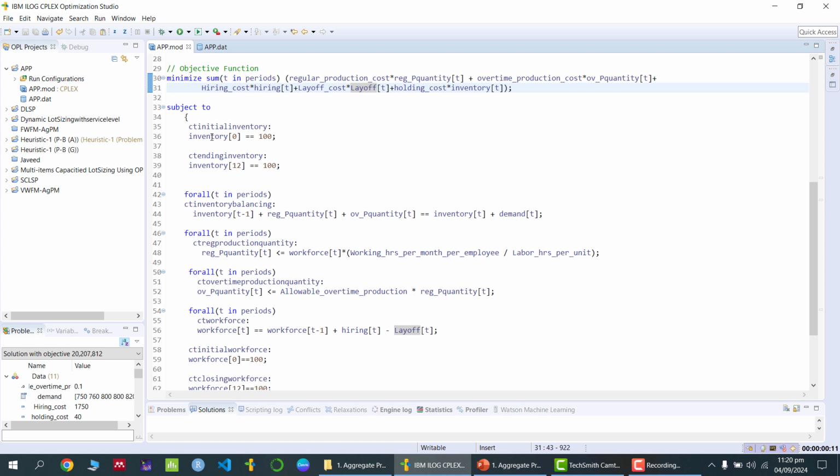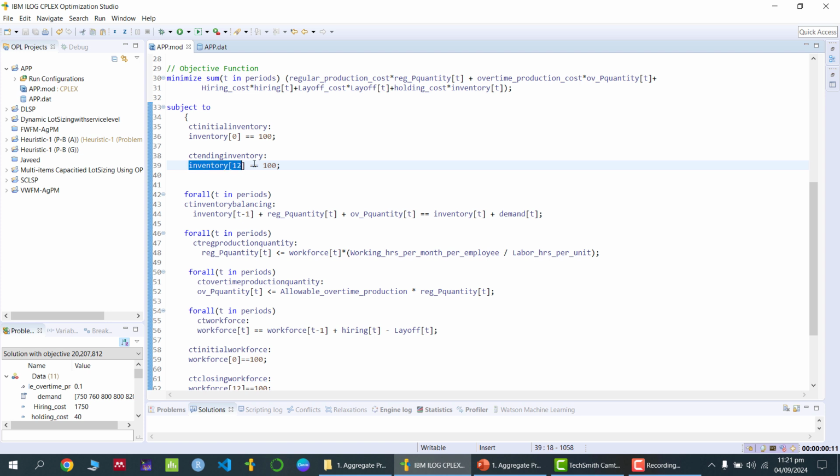Then we have the subject to constraints. The first constraint we have is the initial constraint. We are giving it a label, constraint initial inventory: the inventory in time period 0 must be equal to 100.